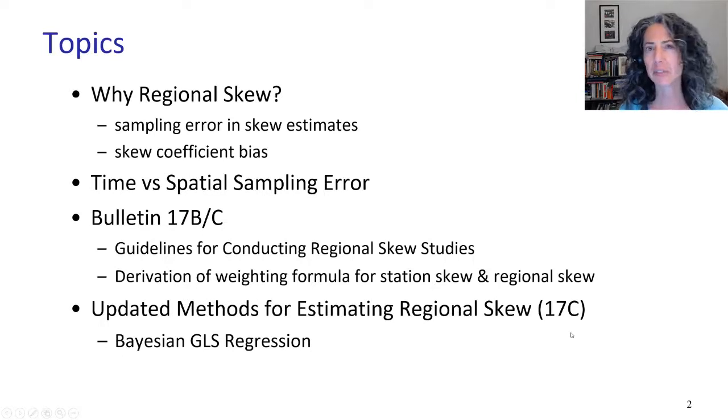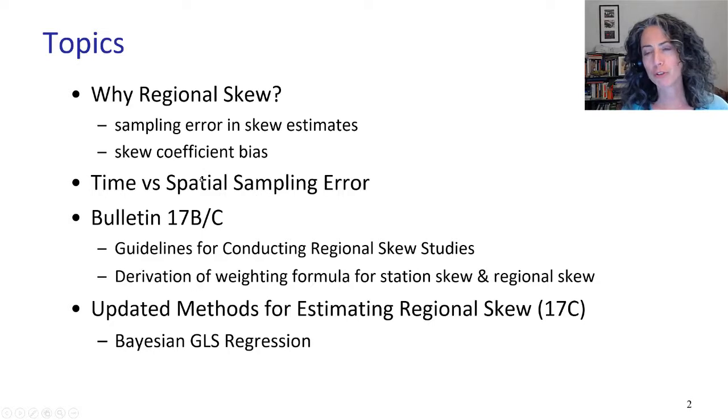Okay, so here's the list of topics we'll cover in this lecture. Note that the topics are broken down into four, and so we're going to have four lecture videos with one of these bullets in each video. The first is why we regionalize skew, and we'll talk a bit about the sampling error in the skew estimates, and also a little bit about skew coefficient bias.